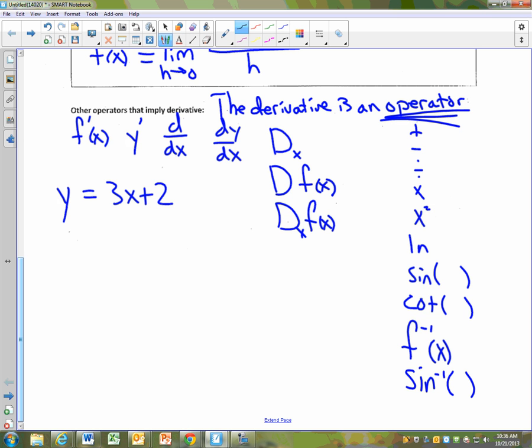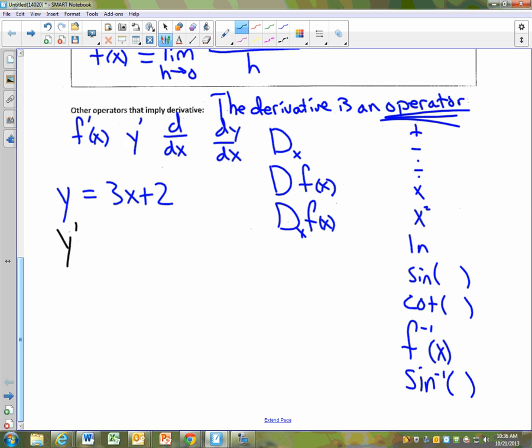Now that was an easy one to do. We can all look at a line and see that. It's different when we get other stuff. But watch this. When I actually take the derivative, I work on both sides. What is the derivative of y? What do you think?